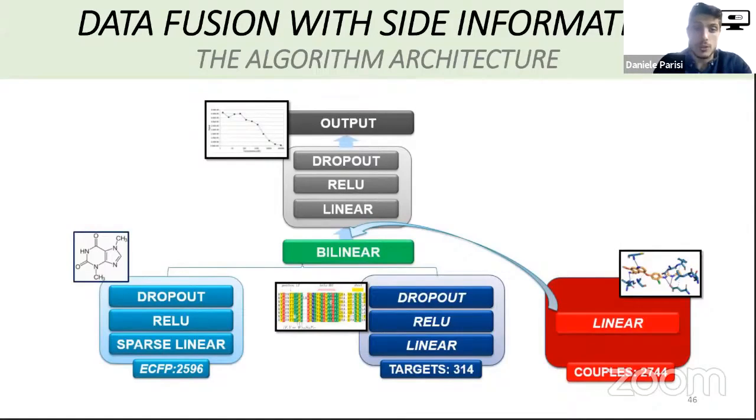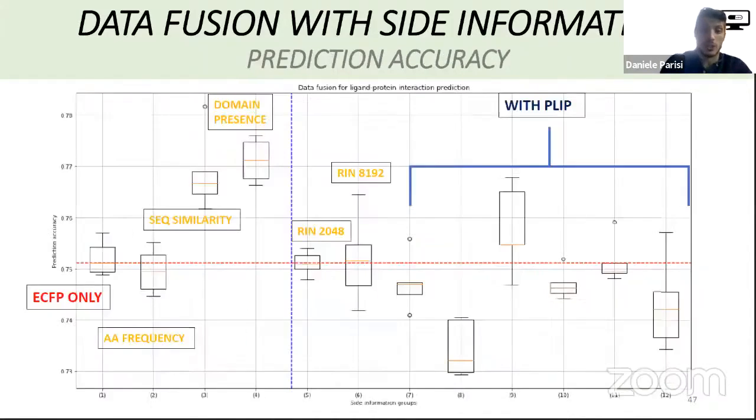And this is the structure of the algorithm that we used, this deep learning algorithm that is fusing together the three different kinds of information, and then giving a final output in the form of AUC, area under the curve, that states the accuracy of the prediction based on the side information that it used. And this is the final result of running the same model on all different combinations of side information.